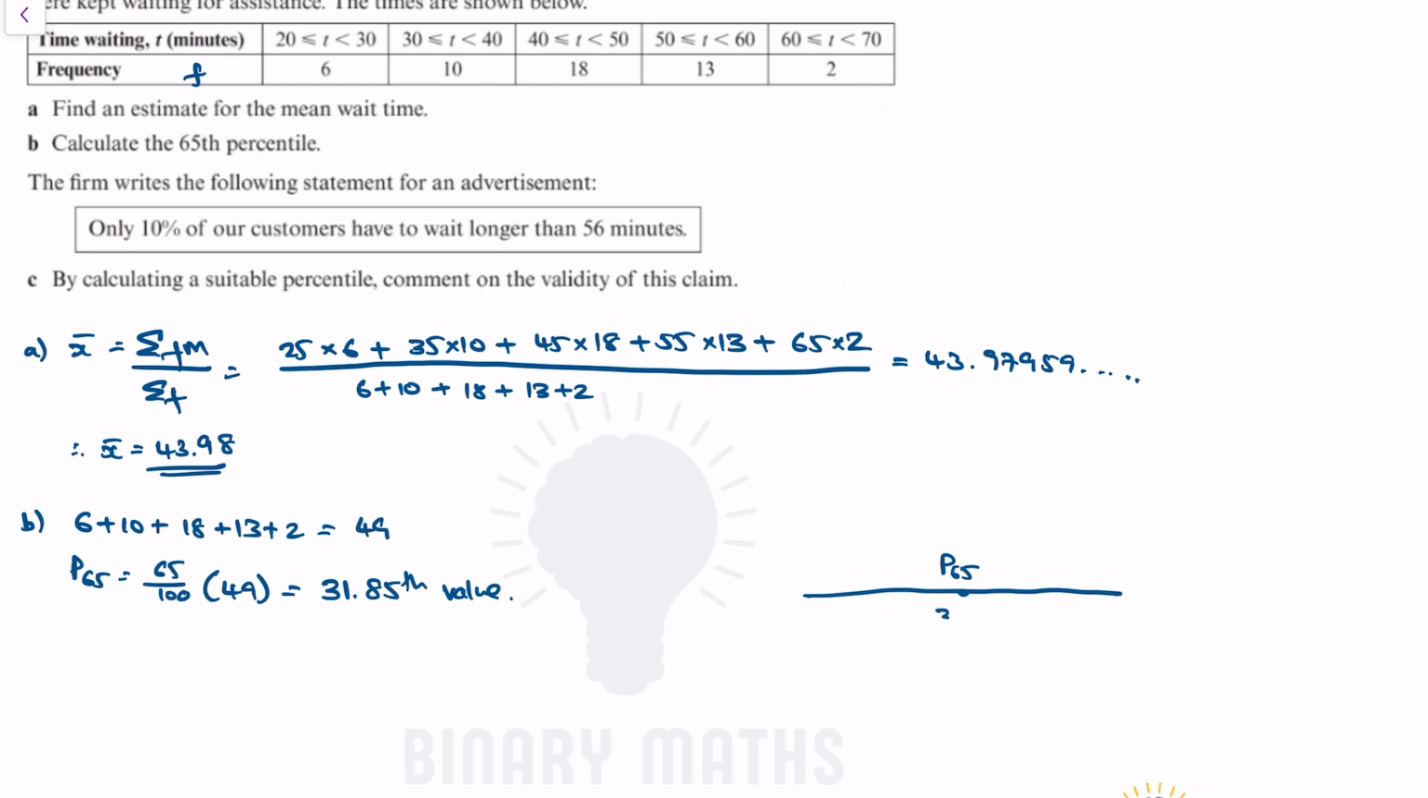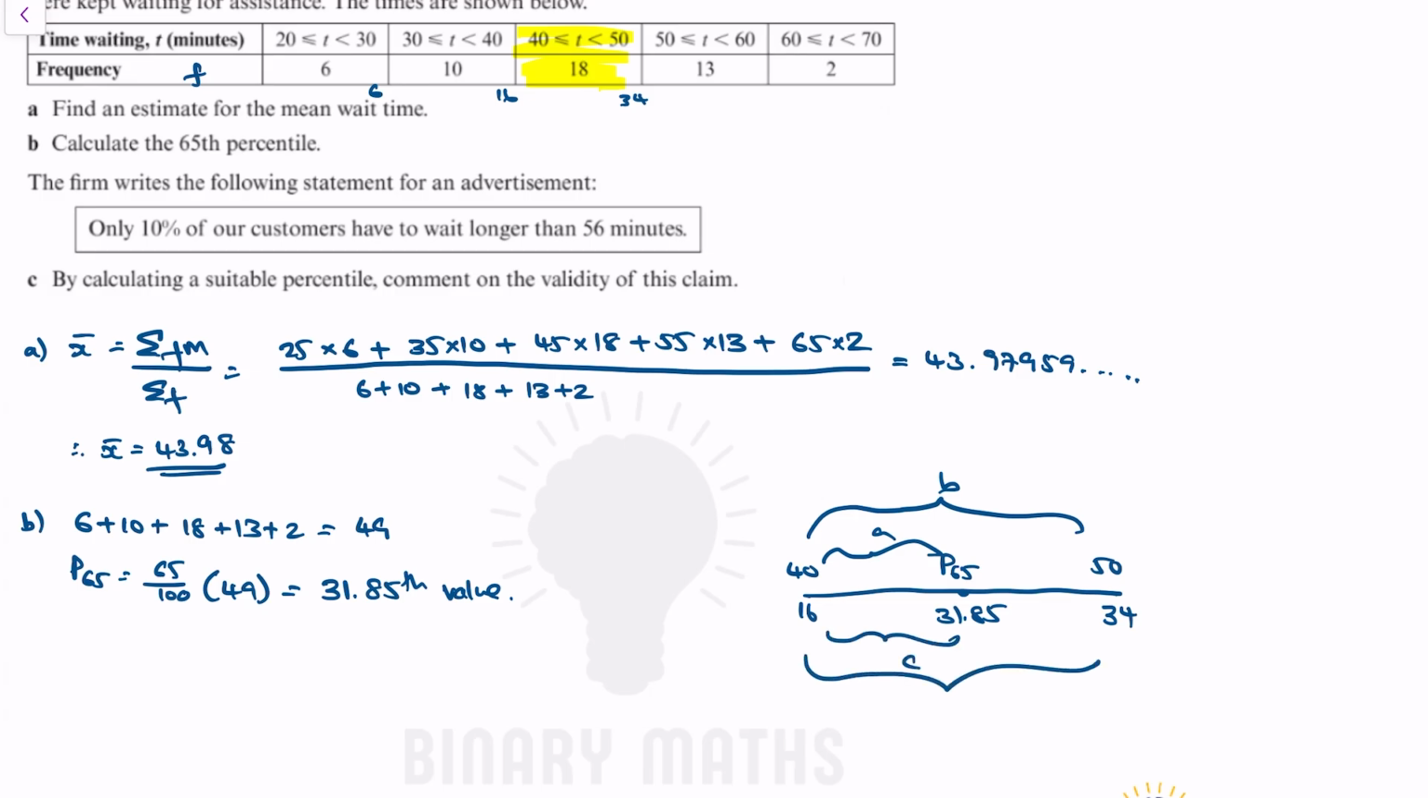So P65 is the 31.85th value. If I do a cumulative frequency, I get 6, 16, and 16 plus 18 is 34. So I know straight away it lies on this interval. The upper bound is 50 and the lower is 40, so it lies between 40 and 50, with the frequency going from 16 to 34. So this is A, B, C, and D.